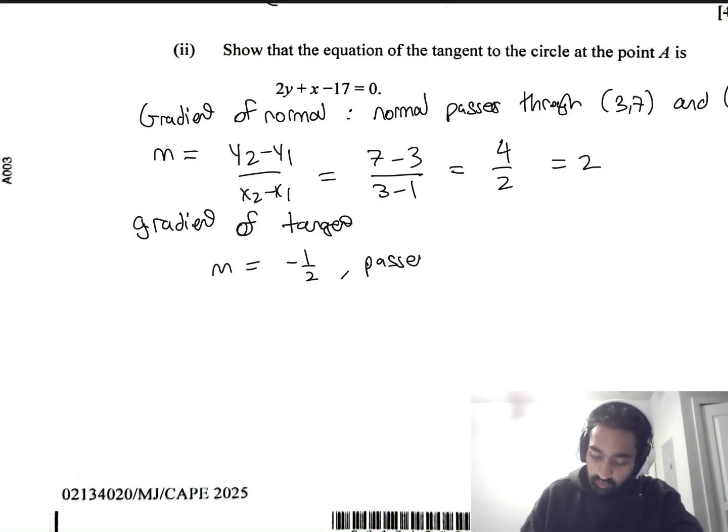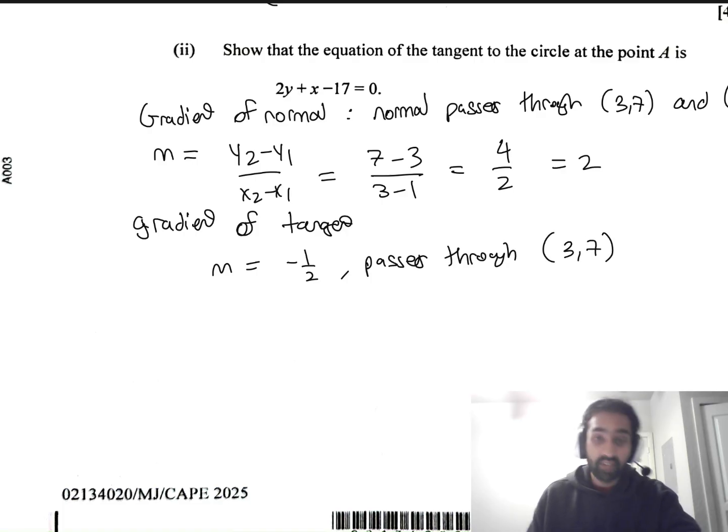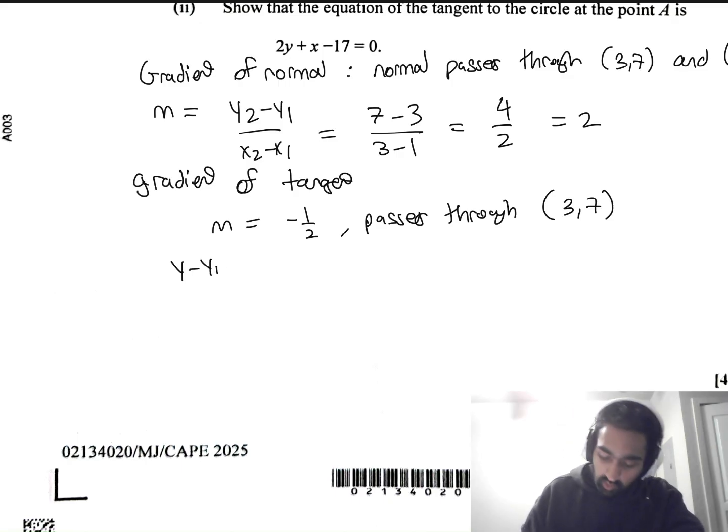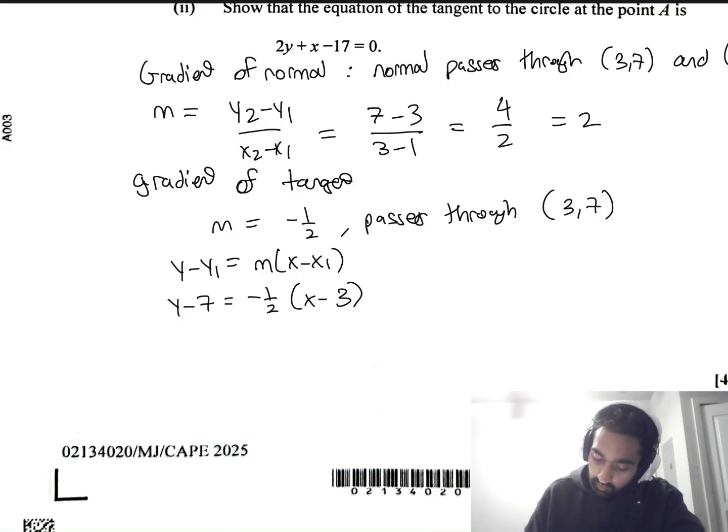And then the tangent passes through the point (3, 7). So what I have to do now is just find the equation of the line using these two pieces of information. You could do y equals mx plus c if you want. I'll just do y minus y1 equals m times (x minus x1). So that's going to be y minus 7 equals minus a half times (x minus 3).